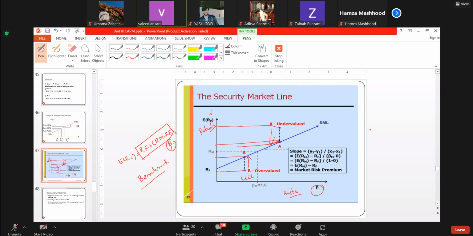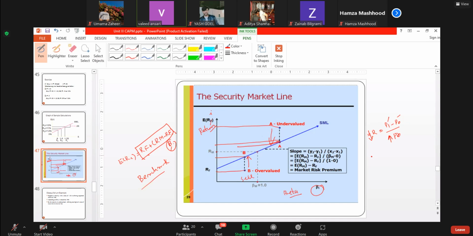Now, in order to understand this, you should keep in mind the return formula. How do we calculate the return? P1 minus P0, divided by P0. This is the price prevailing now, and this is the price when it was bought at the beginning of the period. If it is undervalued, people will try to buy it and push up the price. When they push up the price, the return will come down, because return on a security is the change in price divided by the price. When this becomes higher, the return will come down.